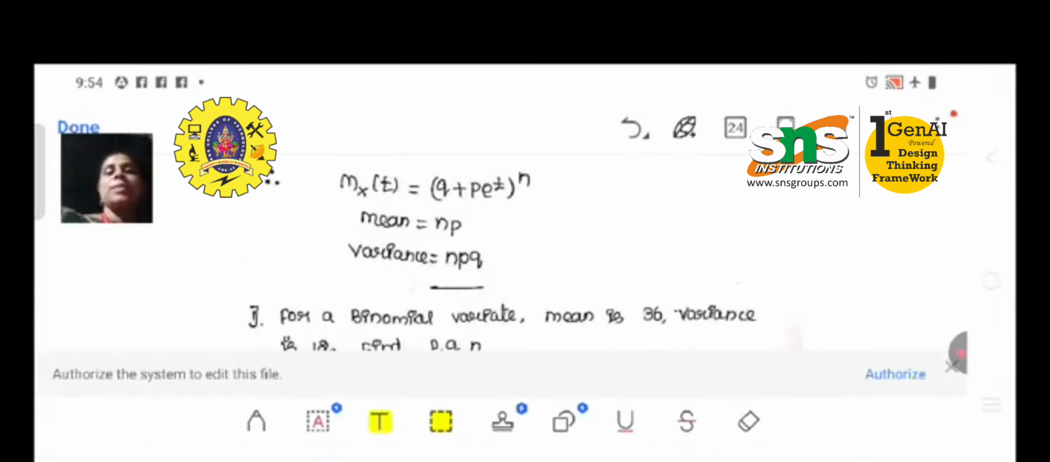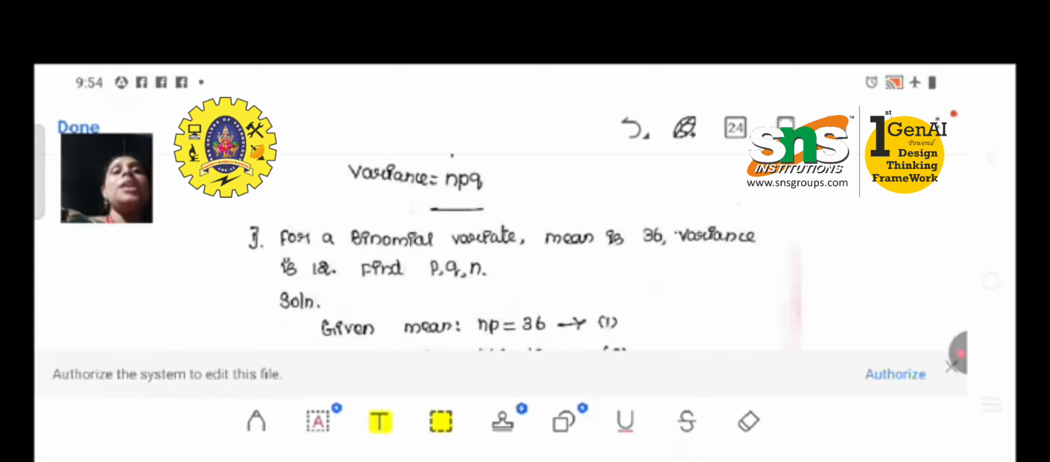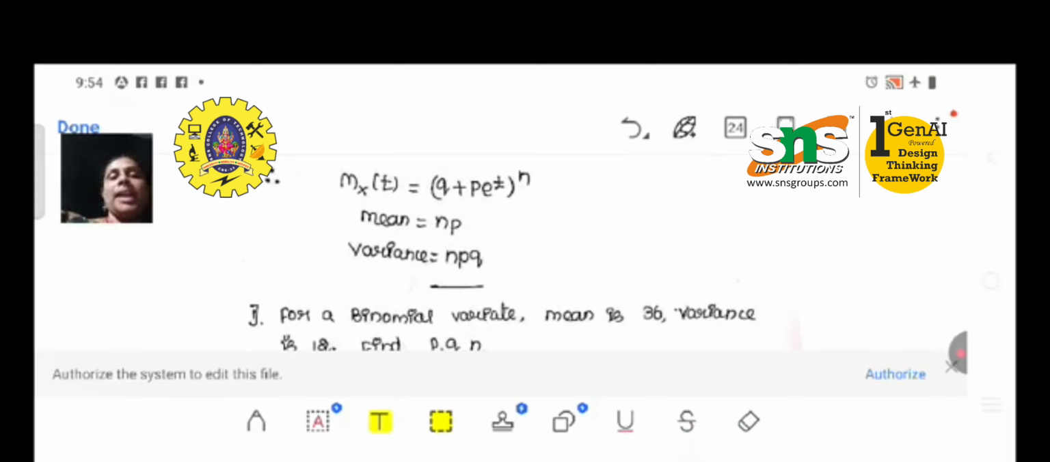In the previous class we saw what is the moment generating function, and the mean and variance of the binomial distribution. In this class we are going to see some basic problems for the binomial distribution. The moment generating function is (q plus pe^t) to the power n, the mean is np and the variance is npq. Using these values we have to solve some basic problems.